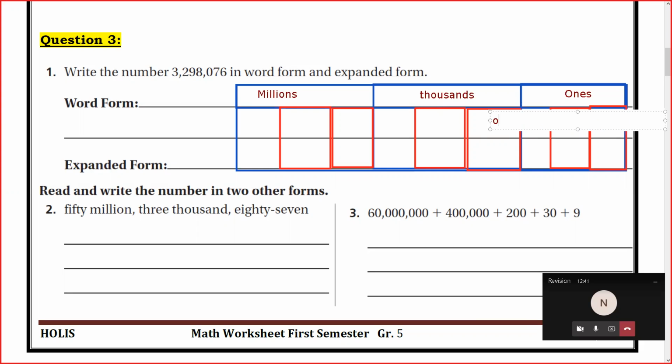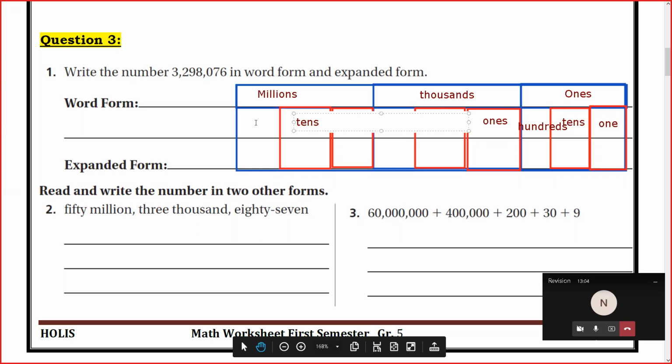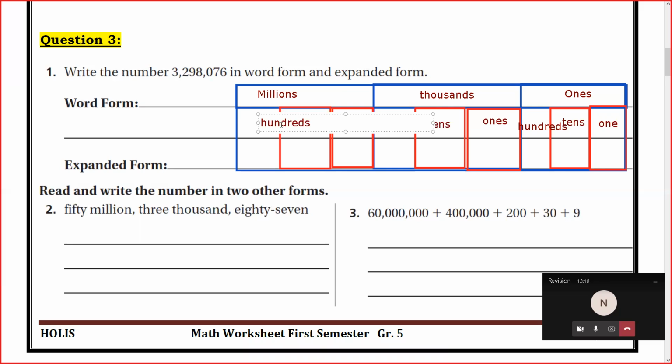Now, here the same. We have ones, tens, and hundreds. Here we have ones, tens, and hundreds. Now, as I told you, this we call the place value chart.